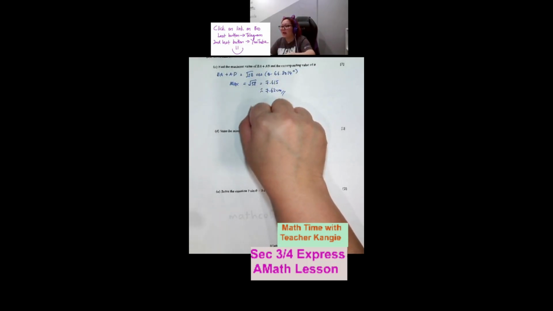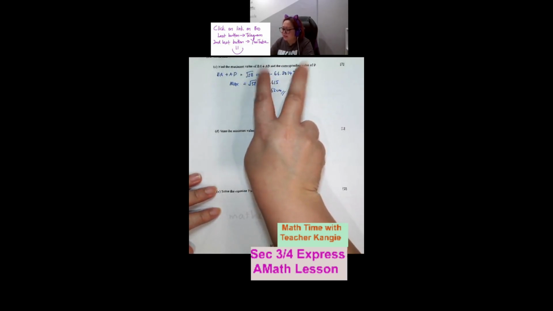Our amplitude is square root 58, and the maximum will be square root 58, the minimum will be negative square root 58, that's all. Then some students may ask, what about this theta minus 66.8014? This is called phase shift. Phase shift on the graph will only affect the left and right. Your graph goes left and right, but it doesn't affect your amplitude. It doesn't go up and down. So it will not affect my maximum and minimum. It will still remain the same.